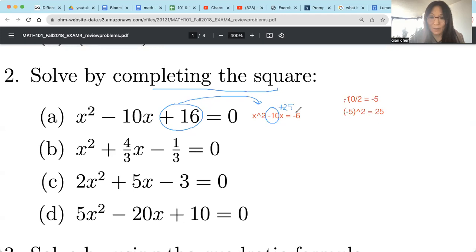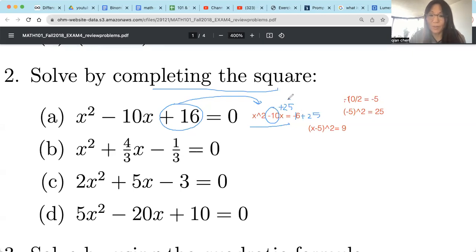We add, oh, this is negative 16. We add 25 on the right-hand side. When we do this, you see the left-hand side become a perfect square. It becomes (x minus 5) squared, because the negative 10x, the middle term, is negative, equals 25 minus 16, that's 9. So now we have completed the square.